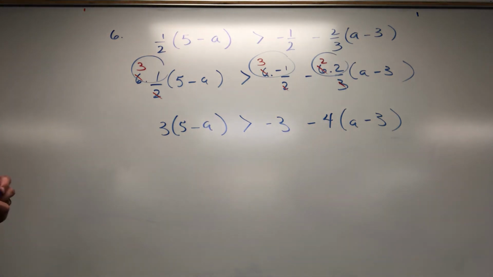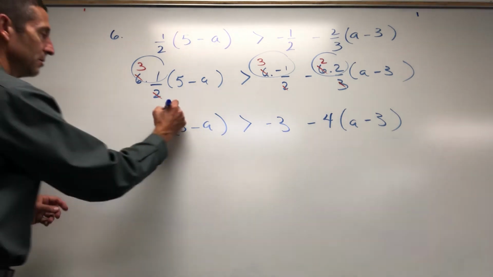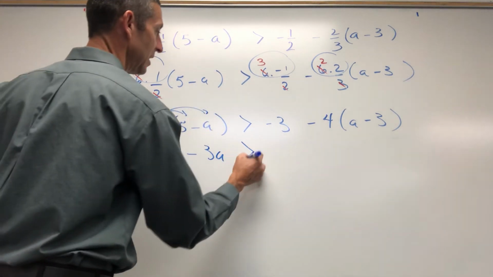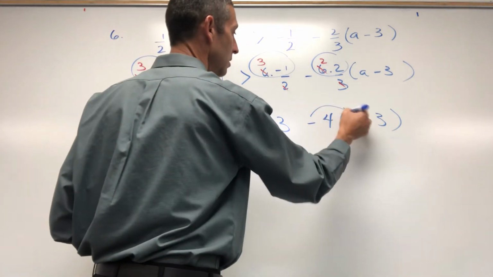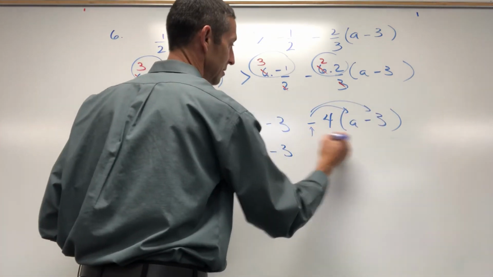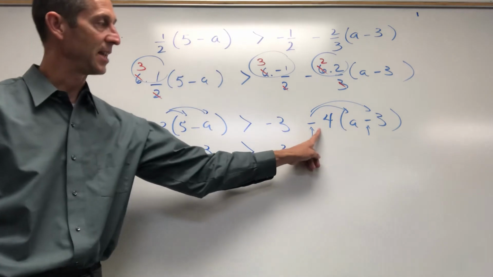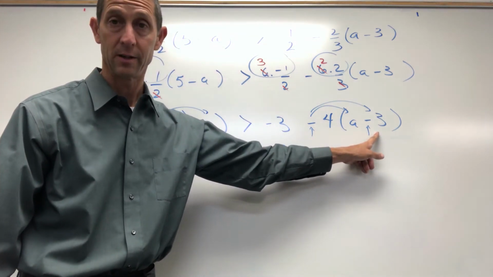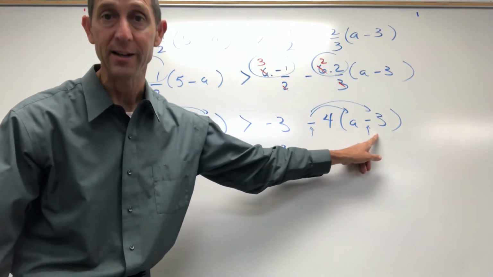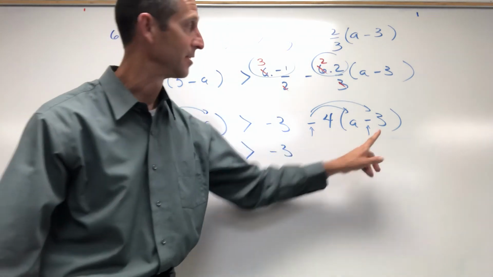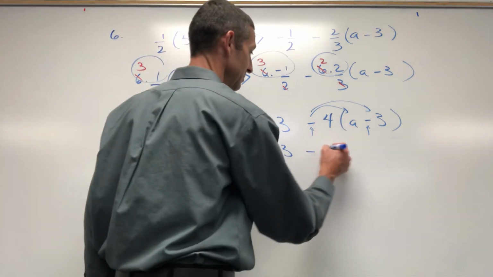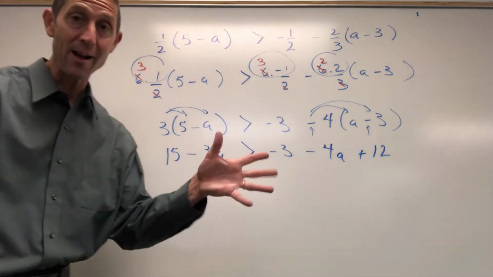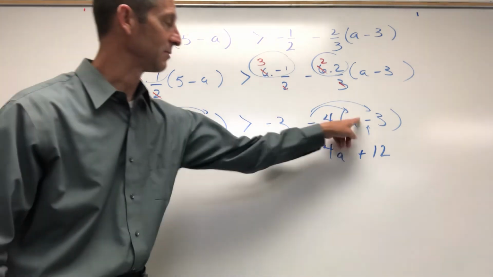All right, let's see what we got here. Get rid of these parentheses. I got 15 minus 3a. Uh-oh, you've got trouble. I have this negative 4 that is about to multiply times that negative 3. So what happens when you multiply a negative times a negative? We're looking positive. So this becomes negative 4a plus 12. So make sure we get negative times negative positive.